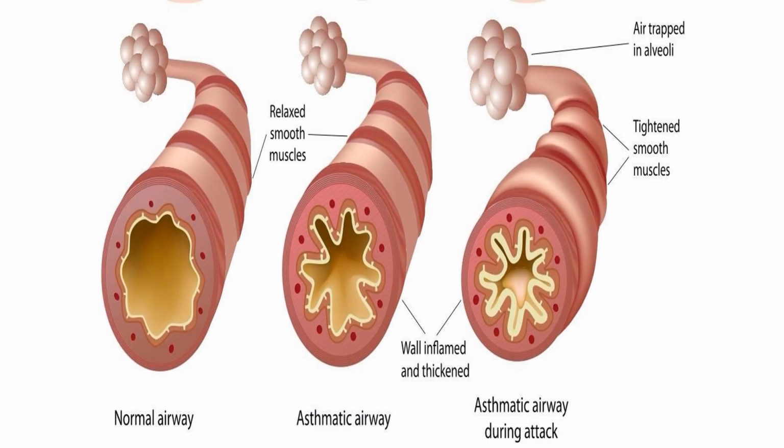This picture shows the normal airway, the asthmatic airway, and how the airway looks during an attack. Smooth muscle walls are relaxed in the normal airway, and there is narrowing of the airway by inflammation or smooth muscle wall contraction. Here you see fluid secretion and thick mucus, the tightening of smooth muscles and air trapped in the alveoli. All these are the functional abnormalities of the asthmatic patient.